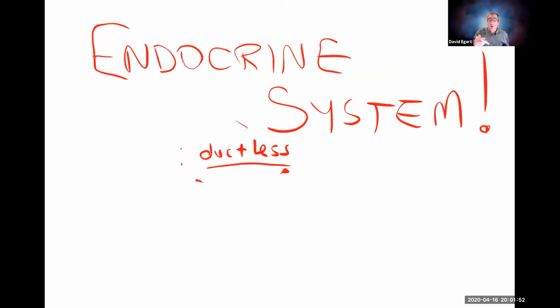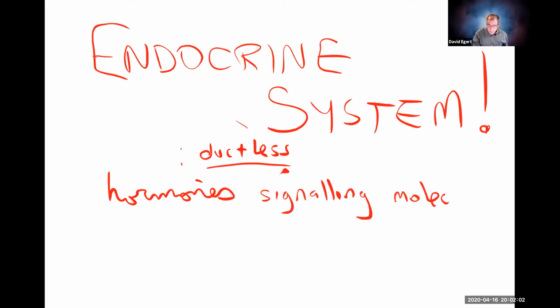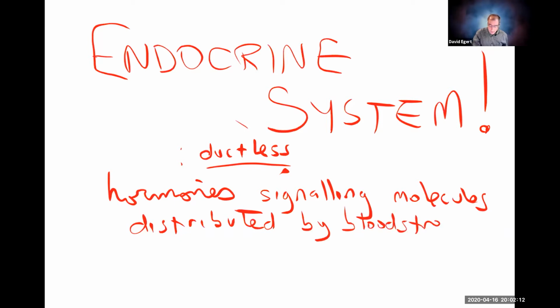Endocrines, so the hormones, are just these signaling molecules that are distributed by the bloodstream. And once again, we saw that with adrenaline, epinephrine. Once it's in the bloodstream, any cell in your body that has the appropriate receptor that recognizes it will be able to respond.